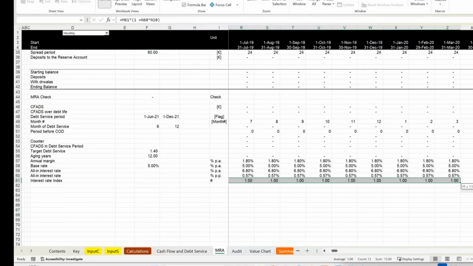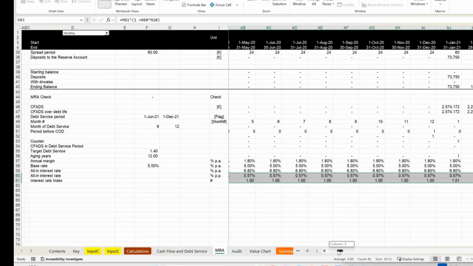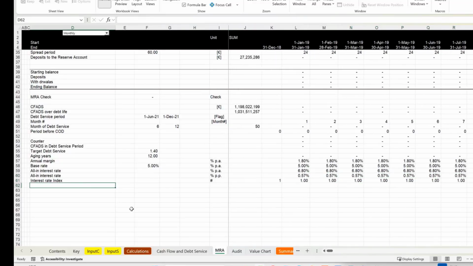Okay, and then let's do our target, which we didn't do yet. Oh no, we have the CFADS in debt service period. Could you go up to line 54, insert a line? Oh no, we've got the target. Can you compute the target debt service? That target debt service will just be accumulated for that period. So divide that by the 1.4. Okay, and now let's see if it's going to work.